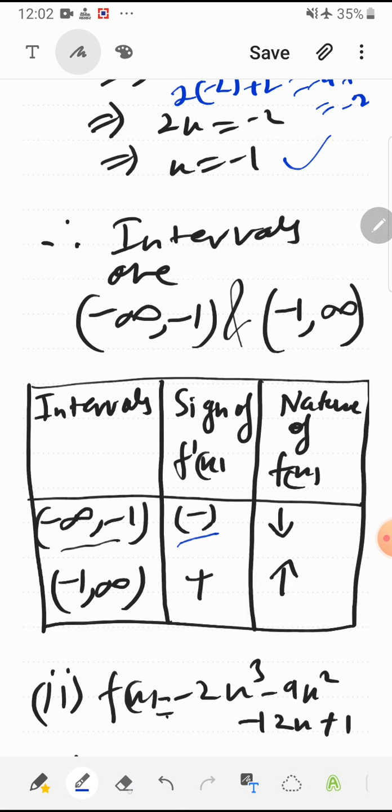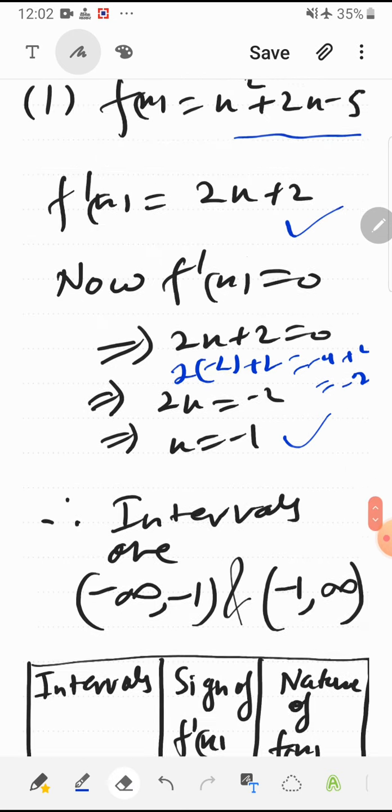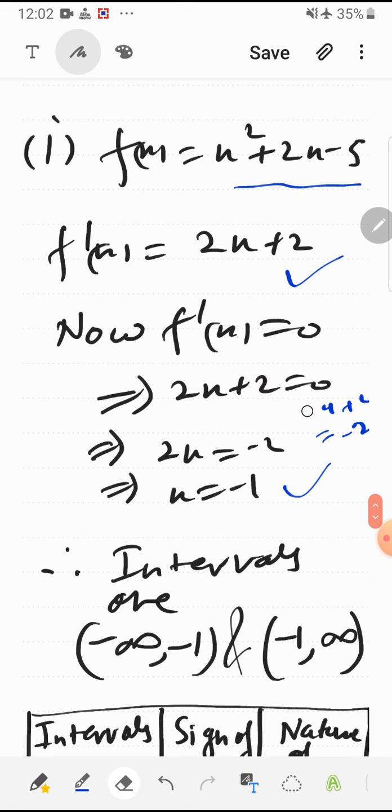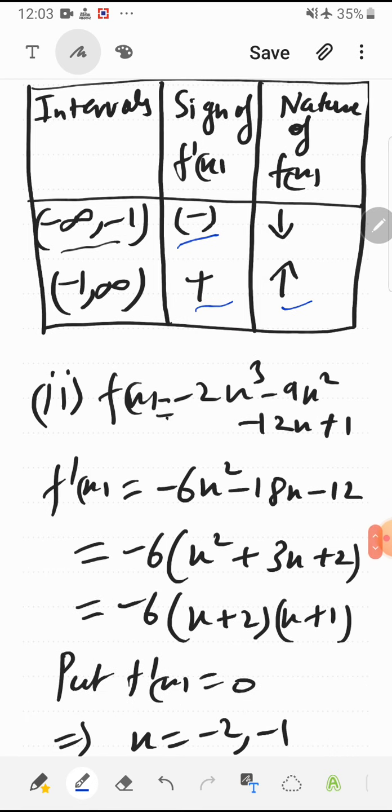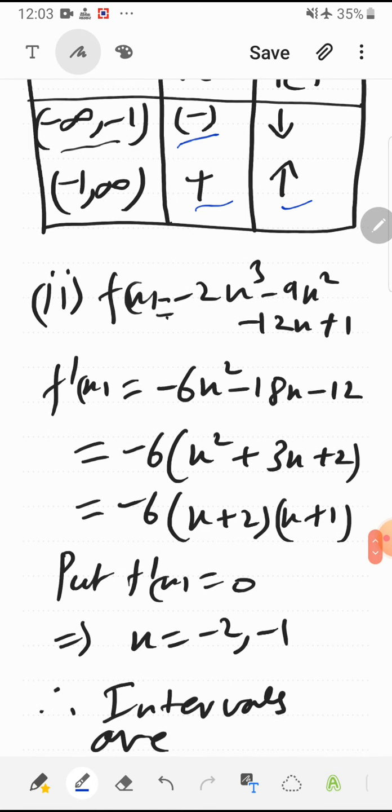Similarly, for the next interval, if I put x as 0, then 2 into 0 plus 2 is 2. So the sign of f dash x is positive, and the function is increasing. So this is how we check the intervals and hence the nature of the function.